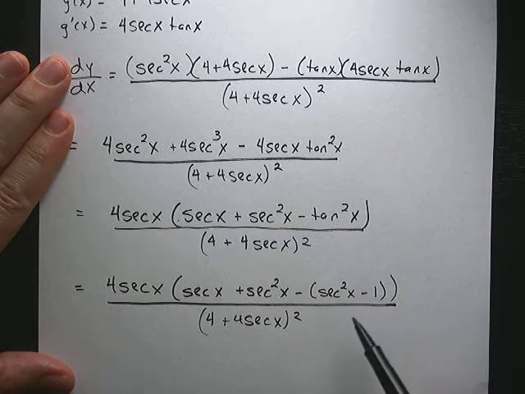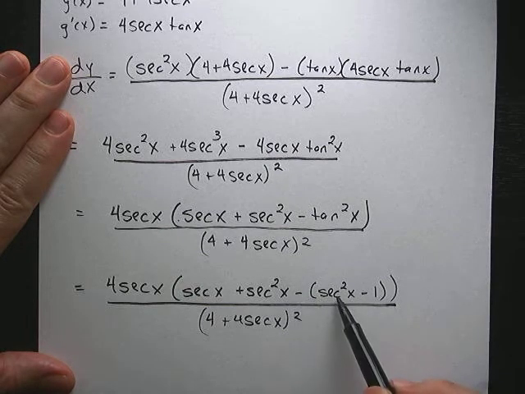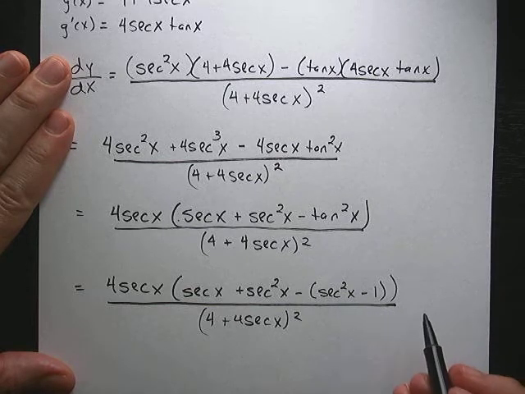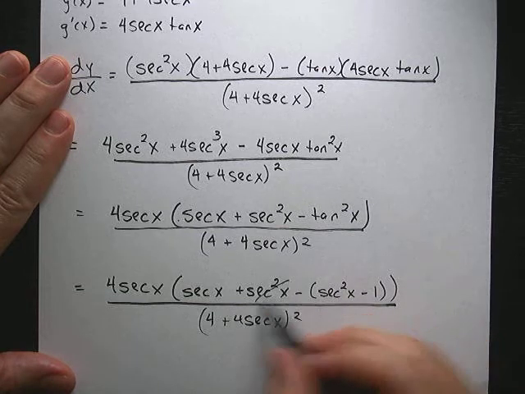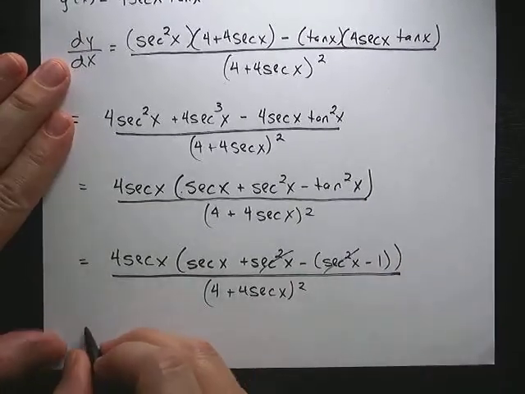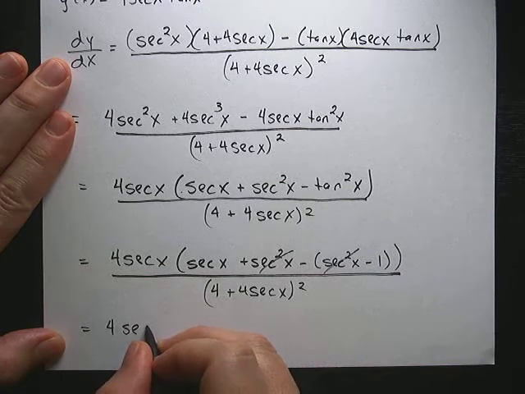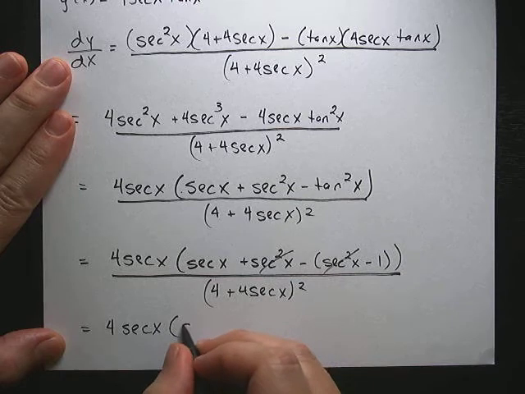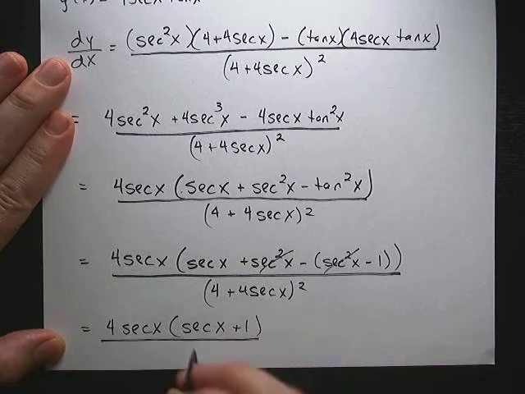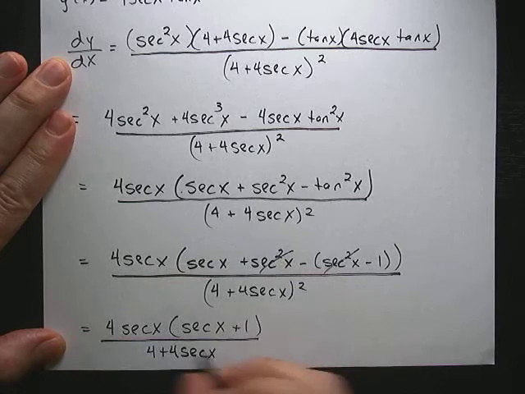Okay, what that did for us is that when we distribute this negative sign, it becomes a negative secant squared x, and this becomes a positive 1. Given that, this is going to cancel with this, and we're left with a positive 1 on the inside. So we get 4 secant x, and on the inside secant x plus 1, all over 4 plus 4 secant x, squared.